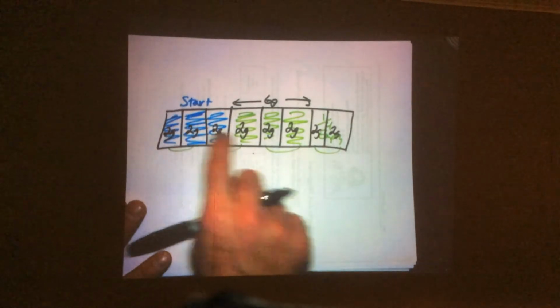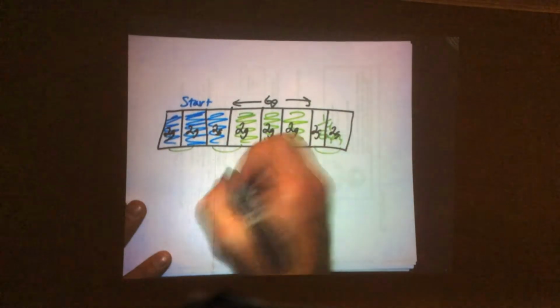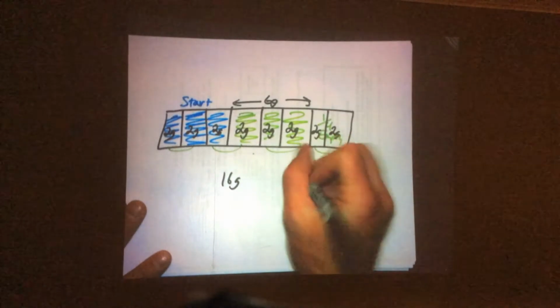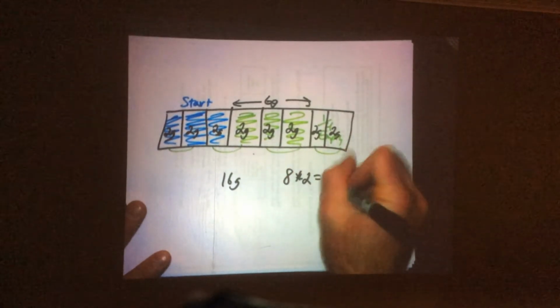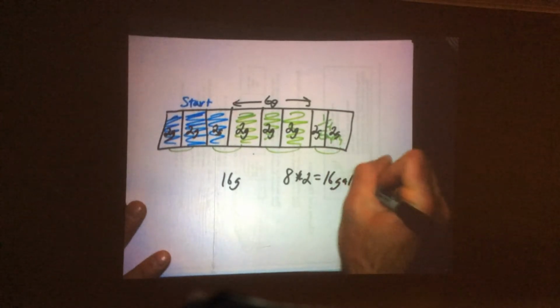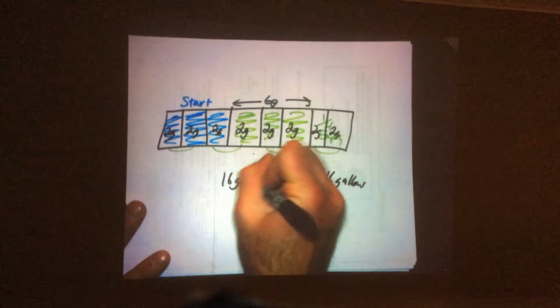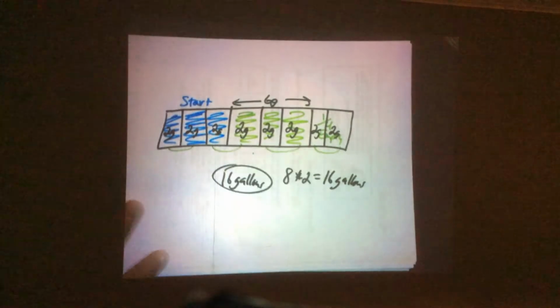2, 4, 6, 8, 10, 12, 14, 16 gallons. Another way you might have done that is you know that there are 8, and everyone has 2 gallons, which would mean that you have 16 gallons. I'll go ahead and just write that thing out just for practice.